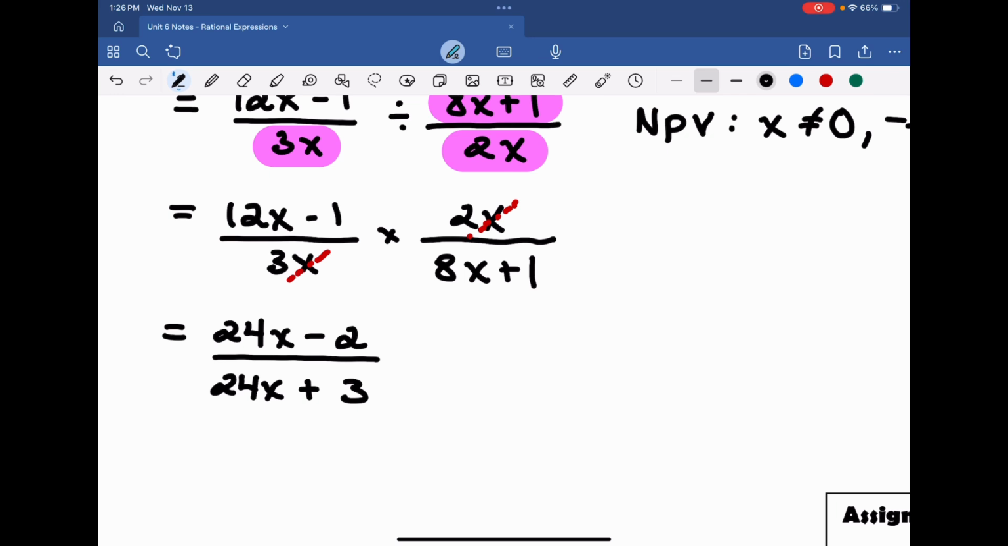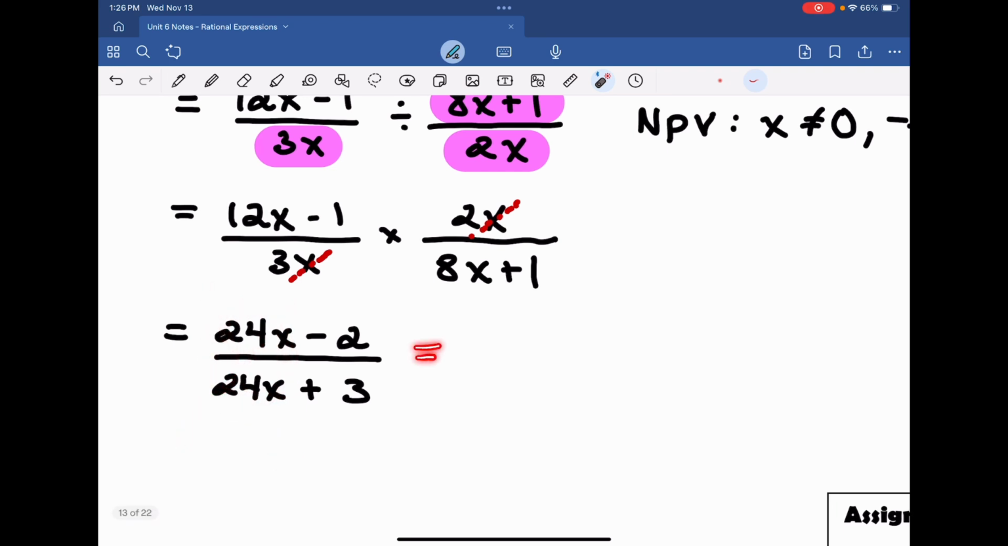Now, here's where you cannot get caught. I'm going to see at least 1 or 2 mistakes from some of you. You cannot just be like, oh, 24x and 24x, they're gone. My answer is therefore -2/3, all good and well, and we're happy with this.